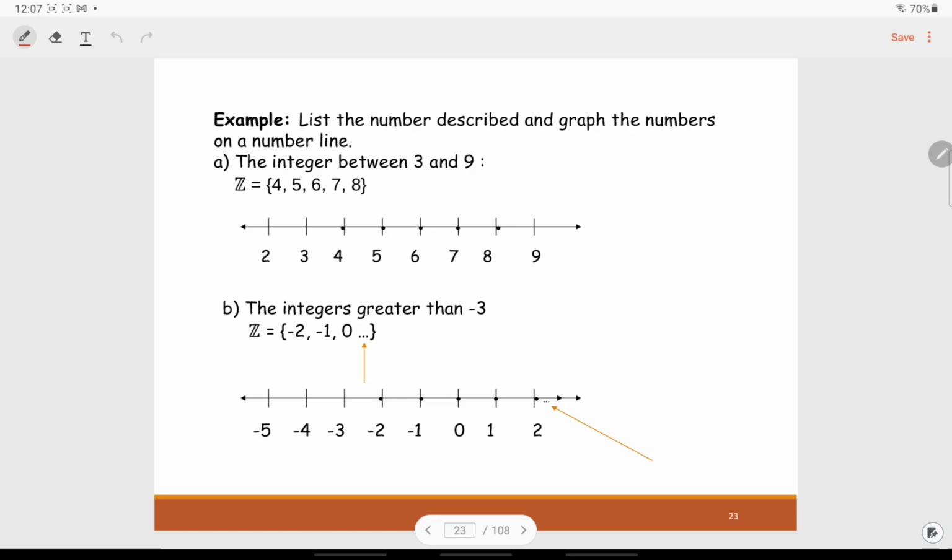The integers greater than -3. For this kind of set, we have all integers greater than, that means not equal to, -3. So we have -2, -1, 0, and don't forget to put the triple dot, because we have more and more entries, and all these entries are also distinct. So we have -2, -1, 0, 1, and again don't forget the triple dot sign, which means we have more and more entries.